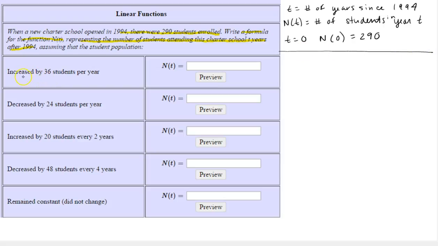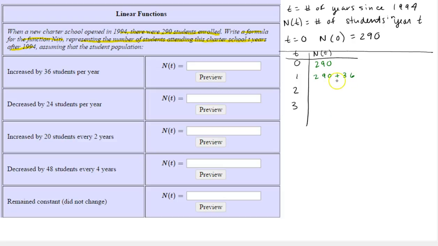So the number of students is increased by 36 students per year. So let's just make a little chart to start to think about this. I'm going to call this t, and this is n of t. So we know that in year 0, or 1994, we started with 290 students. Now if it increased by 36 students per year, that means 290 plus 36 in year 1.